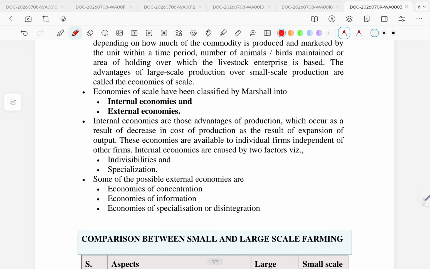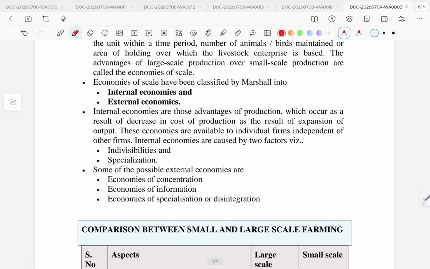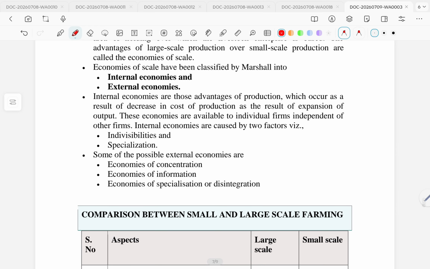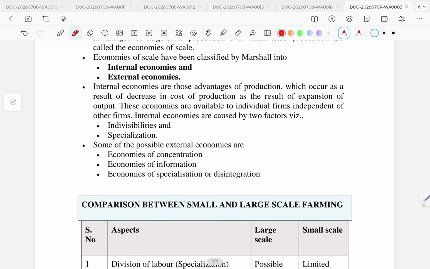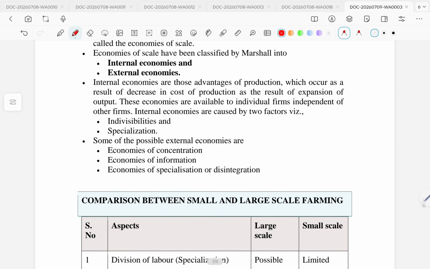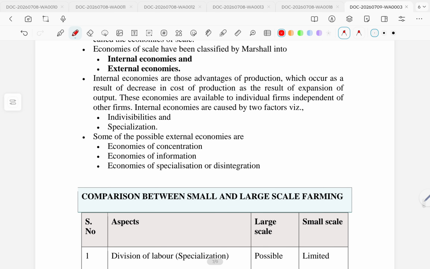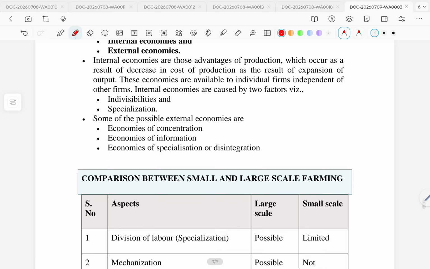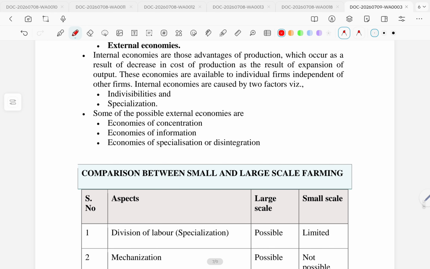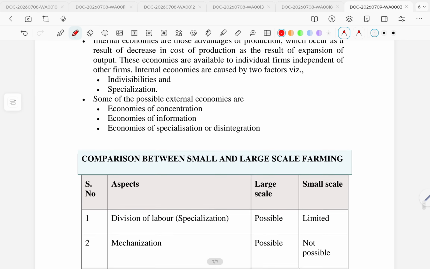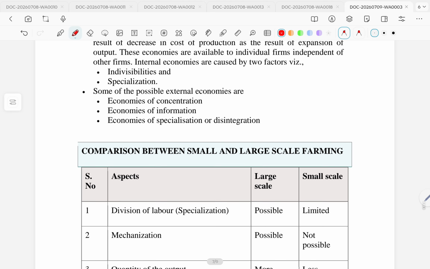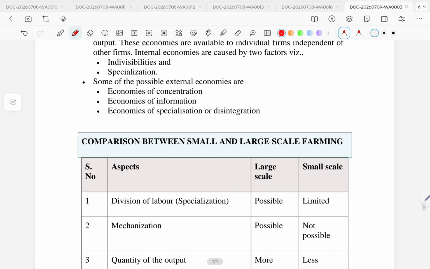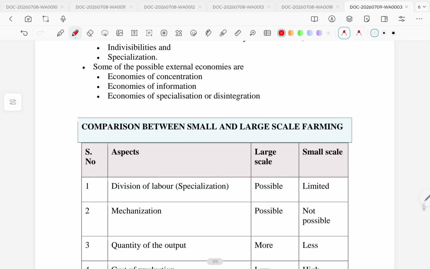Internal economies are those advantages of production which occur as a result of decrease in cost of production as the result of expansion of the output. These economies are available to the individual firm independent of other firms. Internal economies are caused by two factors: indivisibilities and specialization. Some of the possible external economies are economy of concentration, economy of information, and economy of specialization or disintegration.